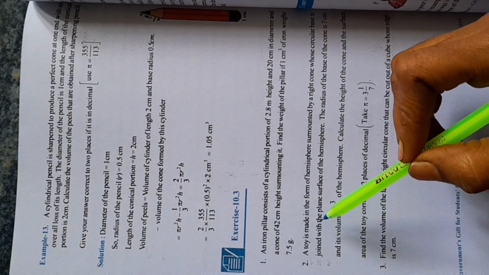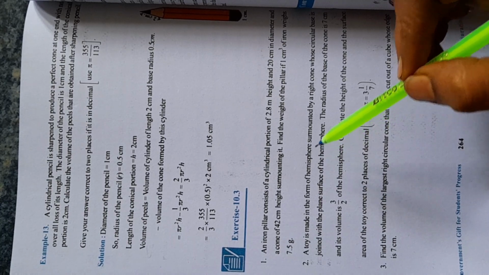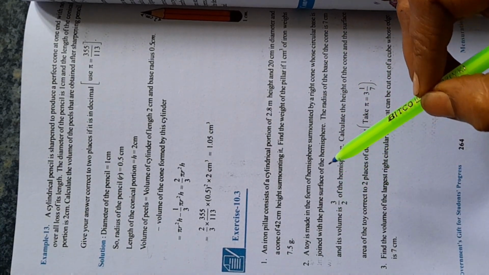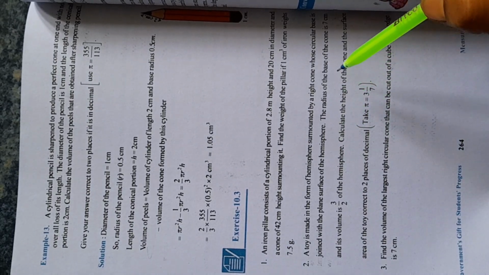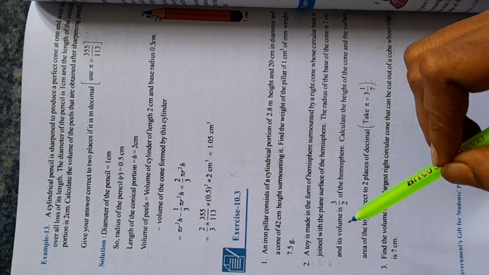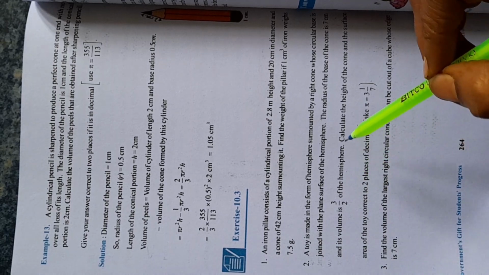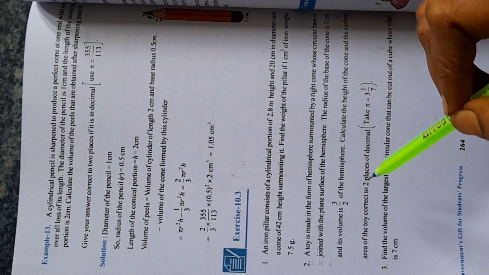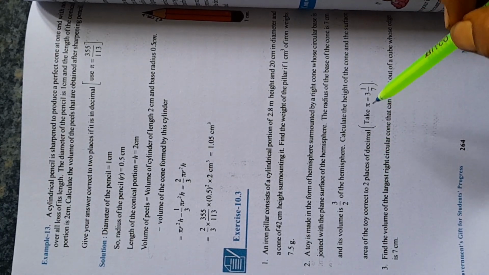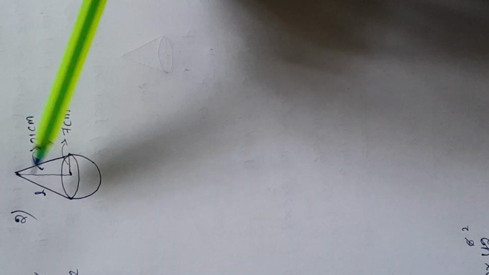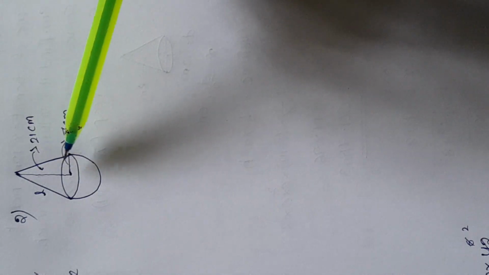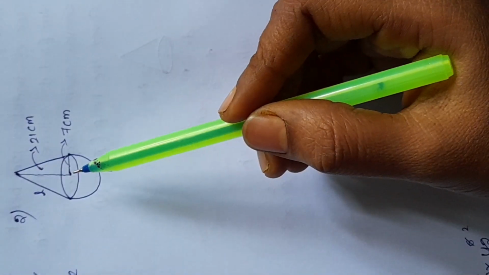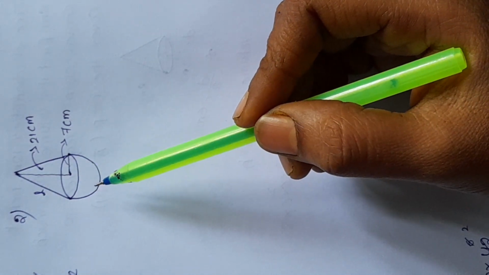The second question is, a toy is made in the form of hemisphere surmounted by a right cone whose circular base is joined with the plane surface of the hemisphere. The radius of the base of the cone is 7 centimeters and its volume is 3 by 2 of the hemisphere. Calculate the height of the cone and the surface area of the toy correct to 2 places of the decimal. Pi is equal to 3 1 by 7. According to the problem, the toy is in the shape of this. The top is the cone with 7 centimeter radius of the base and the bottom is the hemisphere.